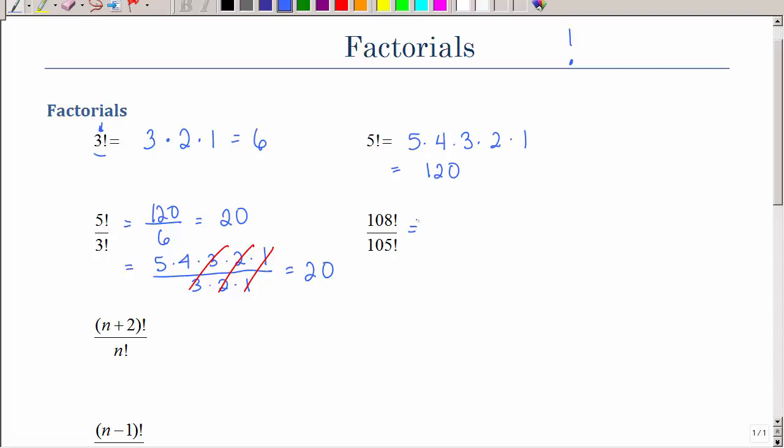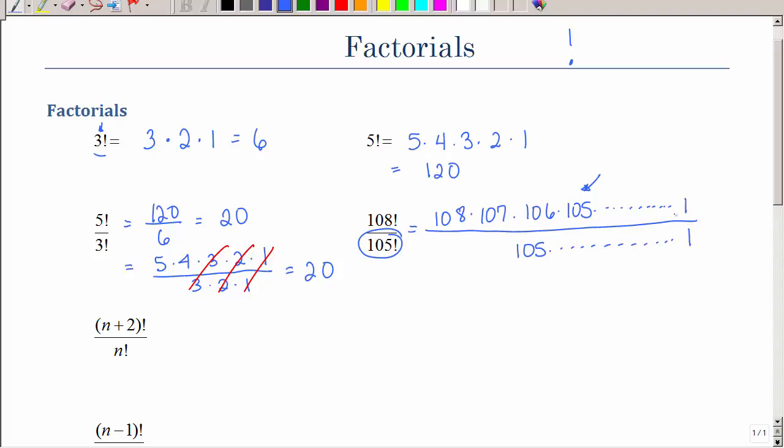Well, because when numbers get really big, some calculators cannot do the 108 factorial. It's just too big. It's a huge number. But we can still do this calculation. So we have 108 times 107 times 106 times 105. No, we're not going to write this all the way out, all the way down to 1. Now, why did I stop at 105? Because the denominator starts at 105, and I know I'm going to multiply all that down to 1.